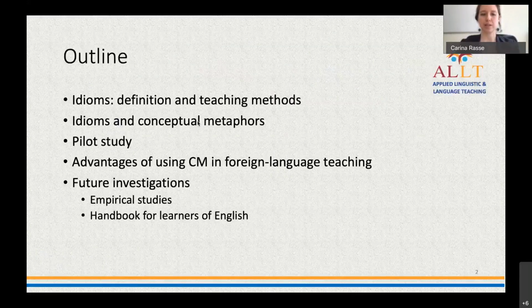All right, I'm going to start with a very brief introduction and a definition of what idioms are and what methods have been used to teach idioms. Then I'm going to talk about the role of conceptual metaphors in understanding idiomatic expressions. Then I'll talk about the pilot study which I've conducted, and the results will be discussed for advantages of using conceptual metaphors in teaching idioms to learners of English. And I'll conclude my presentation by talking about some future investigations, some empirical studies that I'd like to do. And the outcome will hopefully be a handbook for learners of English.